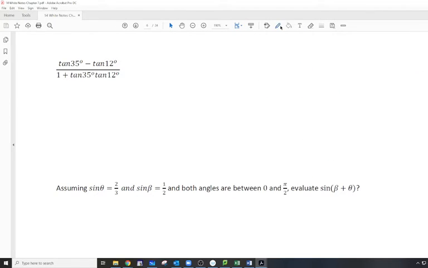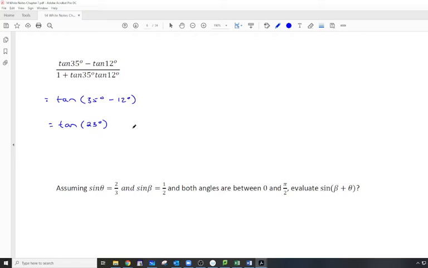So going back over here, now we would know that this is the tan of u, being our 35 degrees, minus v, which is our 12 degrees. So this was a tan difference identity. Now we'd simplify. We get the tan of 35 minus 12, which is 23 degrees.